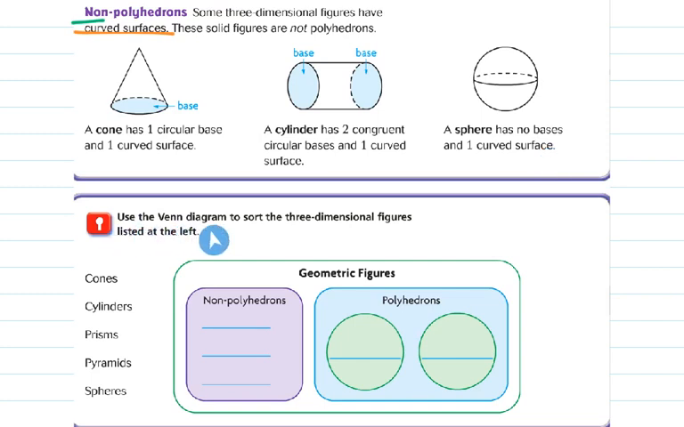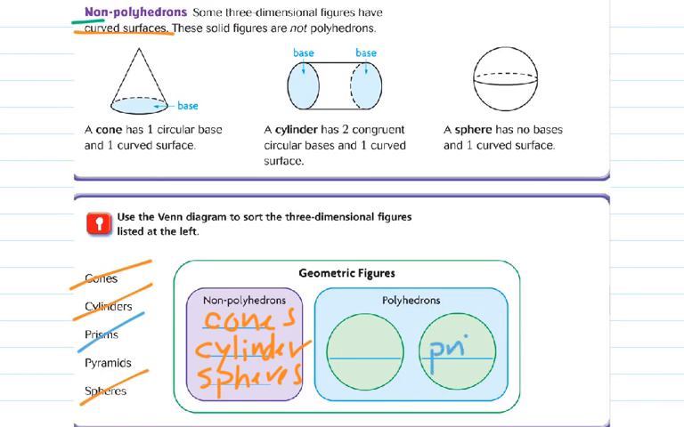So next, we have the Venn diagram to sort the three-dimensional figures that are listed on the left. Non-polyhedrons, which we should probably start with because we just worked on them last, would be placed in this purple bin. So we know that a cone is a non-polyhedron. So we're going to write it down here. We also know that cylinders are non-polyhedrons. And we know that spheres are non-polyhedrons. Now polyhedrons, we know that we have two different types. We have prisms, which is one classification of polyhedrons, and then we also have pyramids, which is another classification of polyhedrons.